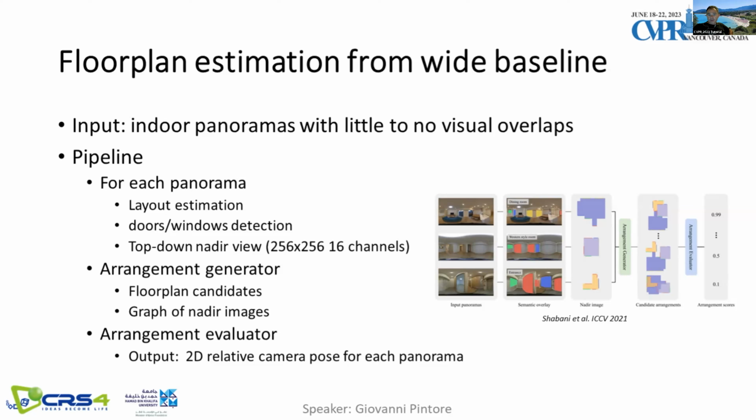That is the same concept of the structural indoor model we have seen with Enrico in the beginning. So they finally use a convolutional message passing network that is used to evaluate the realism of the arrangement. So the output is represented as 2D relative camera poses, that is the position and the heading angle for each panorama.